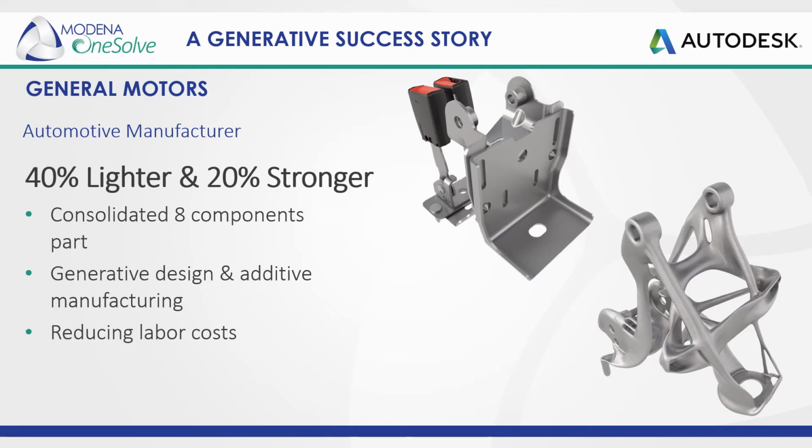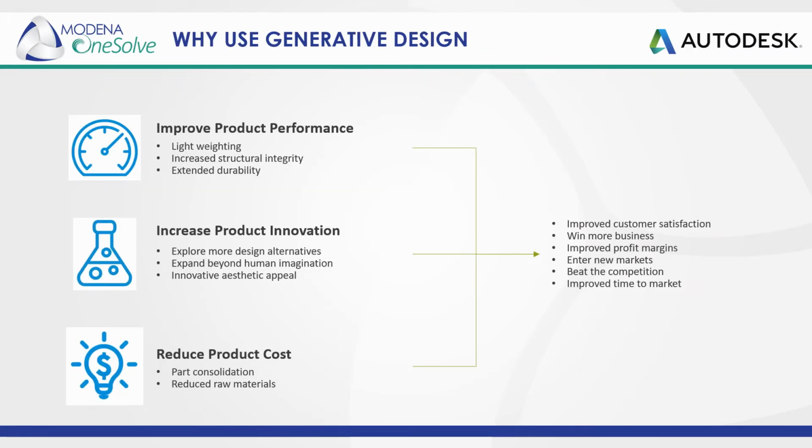to explore. From the design options, General Motors was able to make informed decisions in terms of trade-offs between cost, performance, materials, and methods of manufacturing. In the end, they managed to consolidate the entire seat bracket assembly into just one single part, making it 40% lighter and 20% stronger, exceeding their performance expectations and reducing their labor costs.